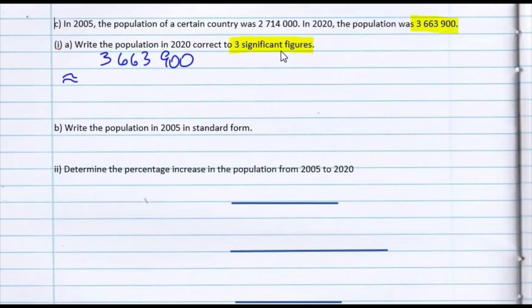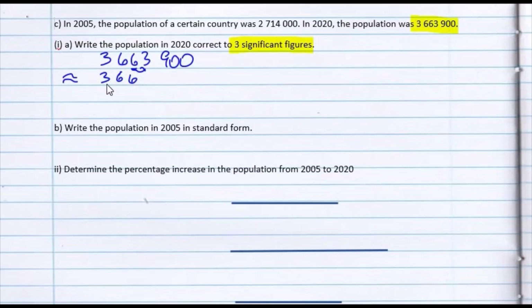So since we only want 3 significant figures, we're looking at the first 3 digits of the number. We look up to the third one, and we ask ourselves, do we need to round it up or do we need to maintain it? Well, it's also important that we look at the next digit. Since it's less than 5, we maintain it. So we'll write 3, 6, 6. Now, these are the 3 significant figures.